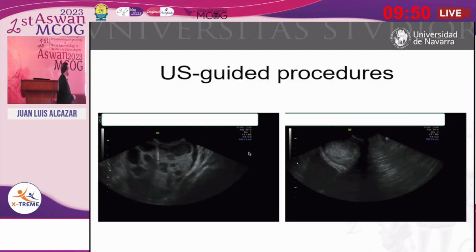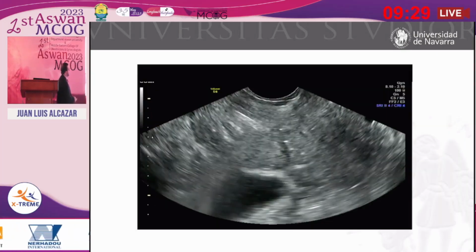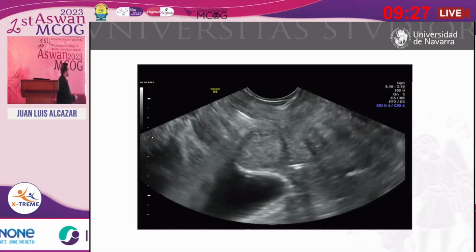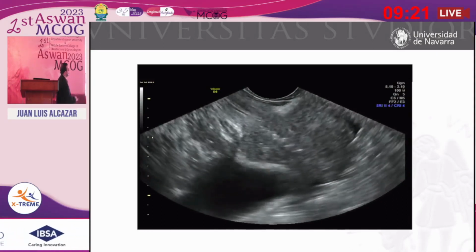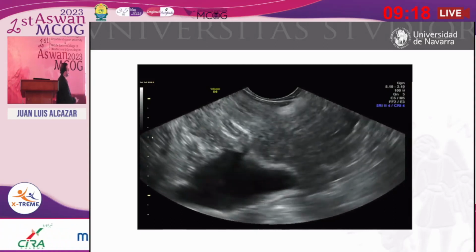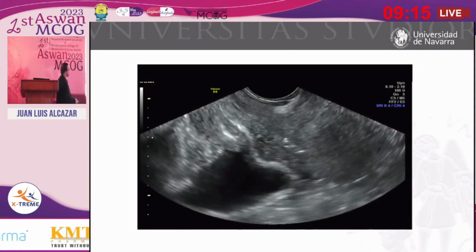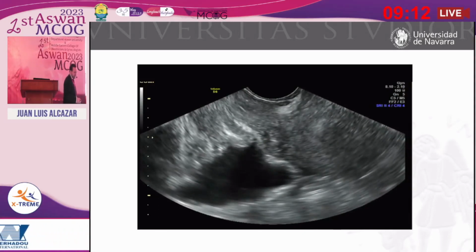And finally, we can use ultrasound to do diagnostic procedures, like using the TruCut for this adnexal mass, or fine needle aspiration and cytologic assessment in this cervical mass. And obviously, you can also use ultrasound to guide radiotherapy. Here we are inserting a colpostat within the uterus under ultrasound guidance, just to be sure that we don't perforate the uterus, and the colpostat is correctly placed for delivering brachytherapy.